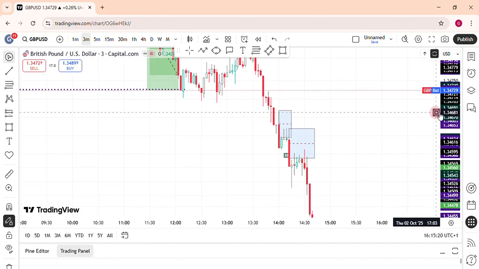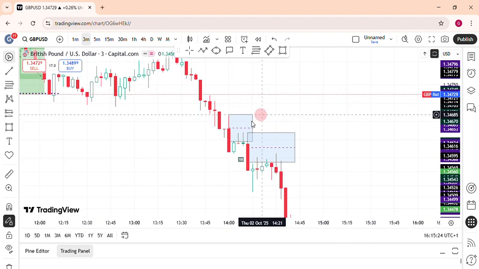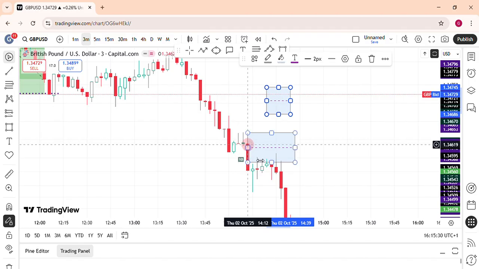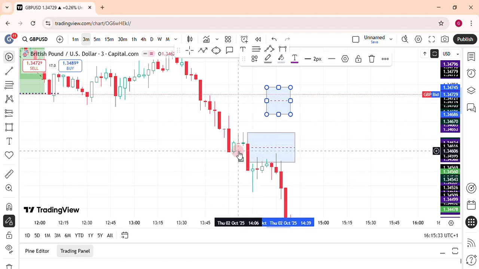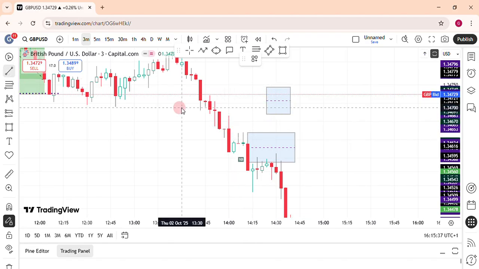Our trade number 10 is right here. Now we have a fair value gap. As usual, these are fair value gaps. Price taps off from it, comes down, gives us another fair value gap here, and prior to that we have a break of market structure here.